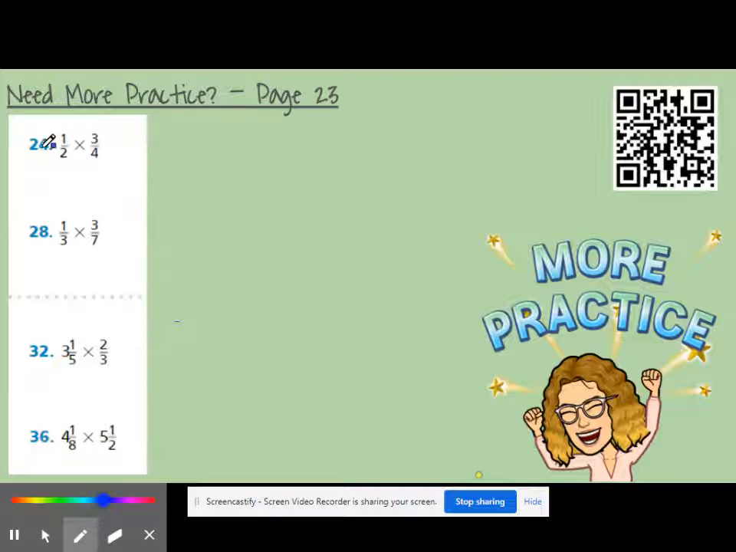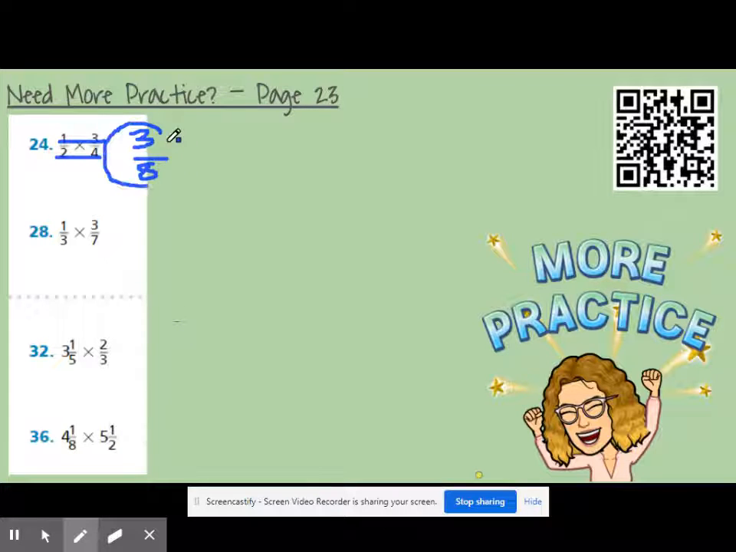Okay? This is just simple fractions. You're going to go straight across. 1 times 3 is 3. 2 times 4 is 8. There's nothing that goes into 3 and 8, so it is simplified.